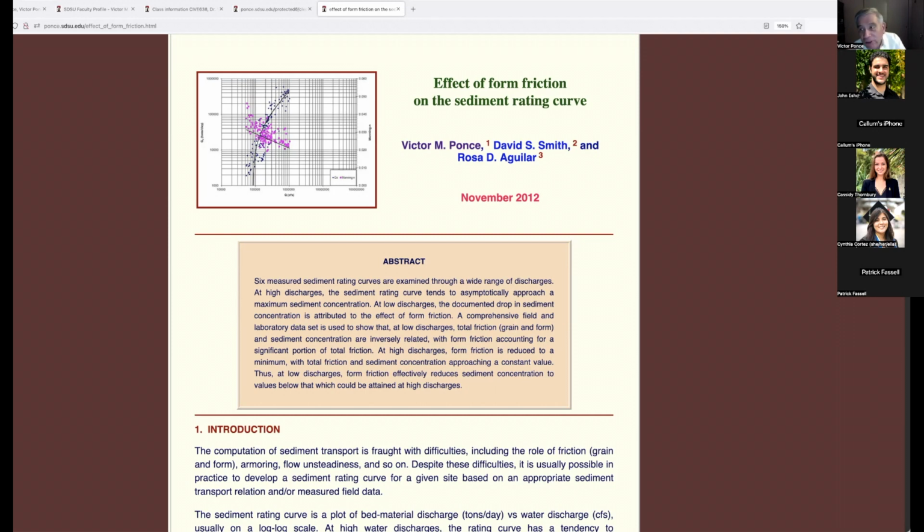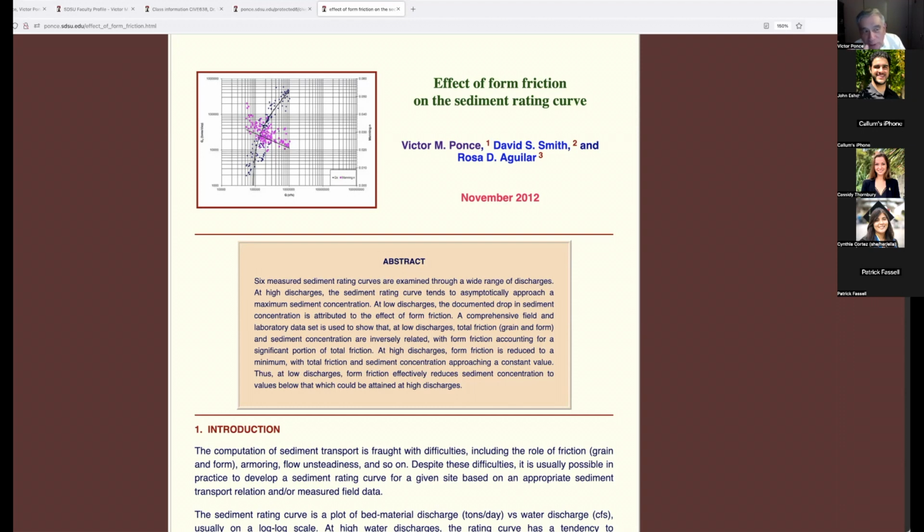And the form friction is affected by the size of the forms, of the bed forms, the ripples and the dunes, and in certain cases, even the anti-dunes. But that's a form friction which is at least an order of magnitude greater than the grain diameter. So how does the form friction affect the sediment rating? That's the issue here.